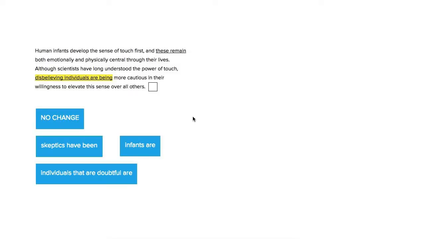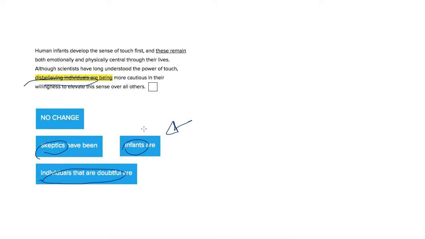Now, this question is typical of meaning questions. Meaning questions will require you to take into account the context that the highlighted portion of the sentence occurs in to try to figure out the answer. Something that I recommend you do when you see a meaning question is take a look at the answer choices real quick. You see here that the subject changes a lot. We're talking about either skeptics, infants, or just individuals that are doubtful or disbelieving. Some of these seem to be very similar to each other, but infants sticks out.